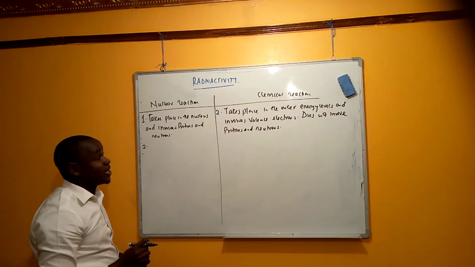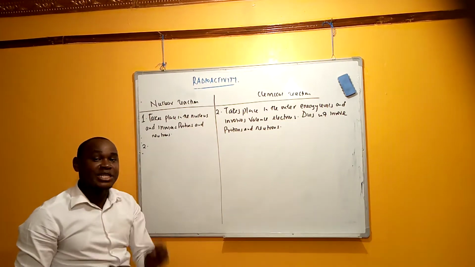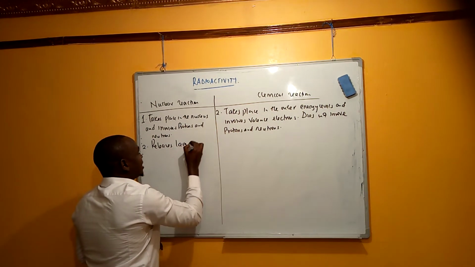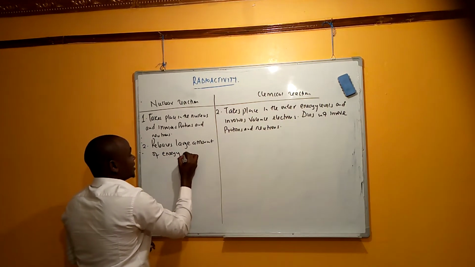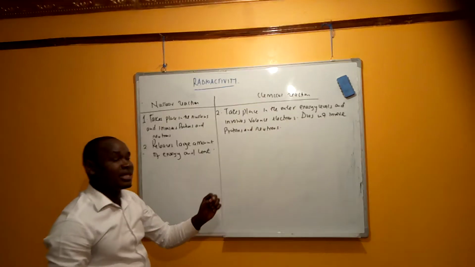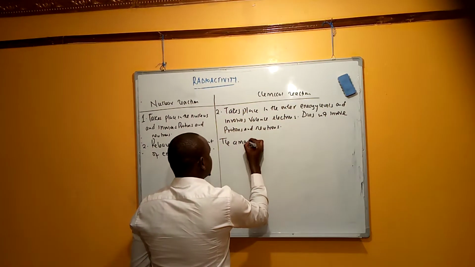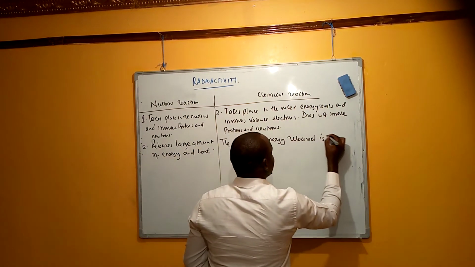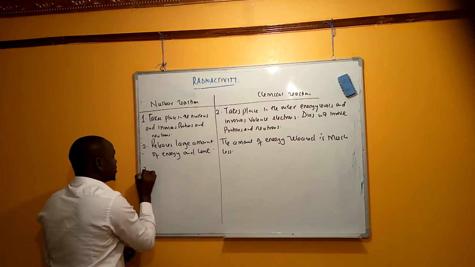The second difference between a nuclear reaction and a chemical reaction is that a nuclear reaction releases a large amount of energy and heat, whereas in a chemical reaction, the amount of energy released is much less. That's another difference between a nuclear and a chemical reaction.